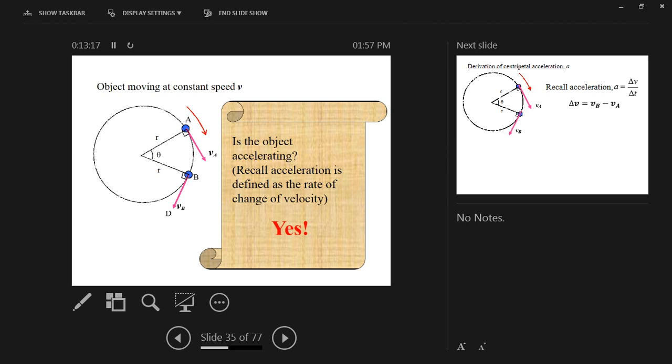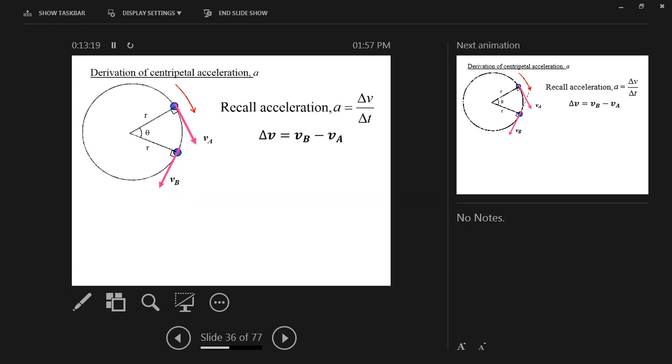So the next thing we are going to do is find an expression for acceleration. Okay, we start off with the definition. Acceleration is defined as the rate of change of velocity. So we have change in V over change in t. So now the problem reduces to finding the change in V. This one you have to recall vector addition. Okay, to find the change in V, I take the final velocity, which is VB, minus the initial velocity, which is VA.